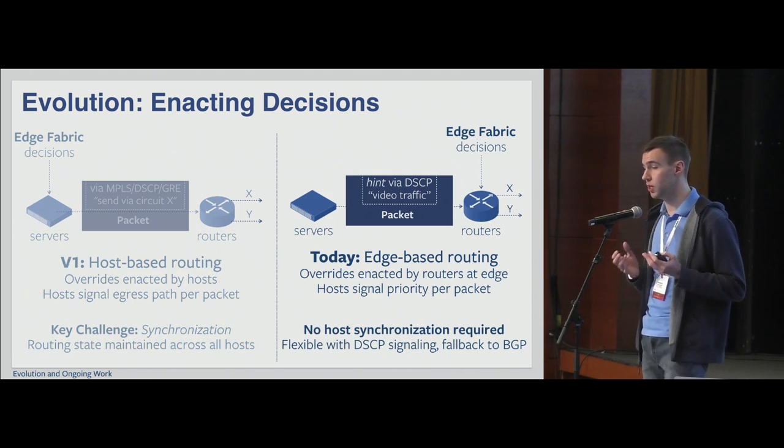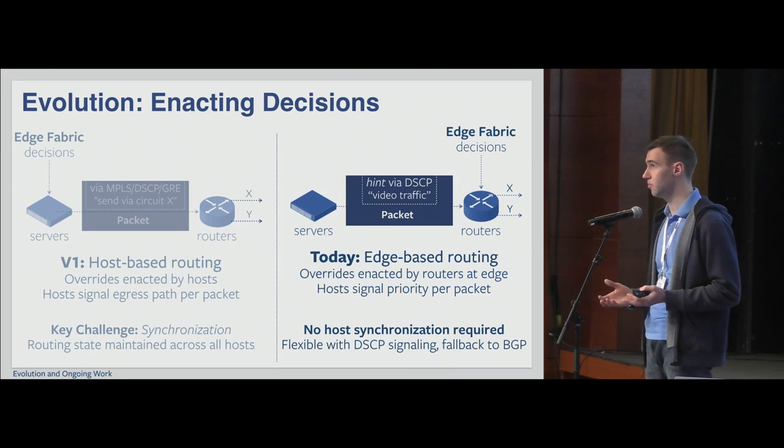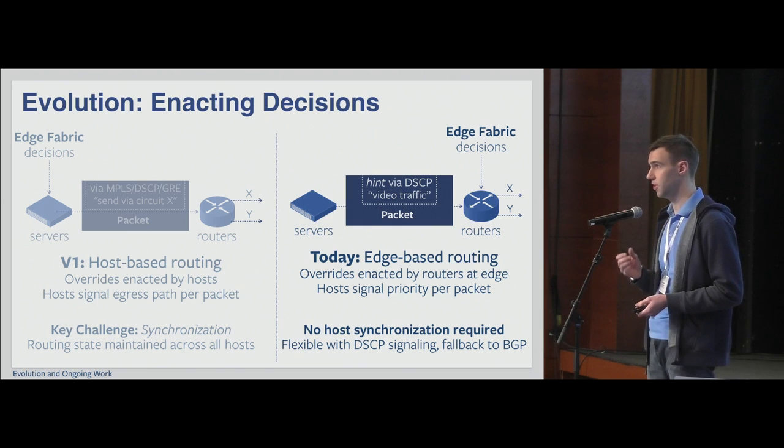In comparison, what we do today, this edge-based routing approach that I described, has Edge Fabric inject its decisions into routers at the edge of our network, and overrides are enacted by those routers. Hosts don't signal the precise path that they want a packet to take. Instead, they just signal to the router information about that packet's traffic class, such as this is a video packet.